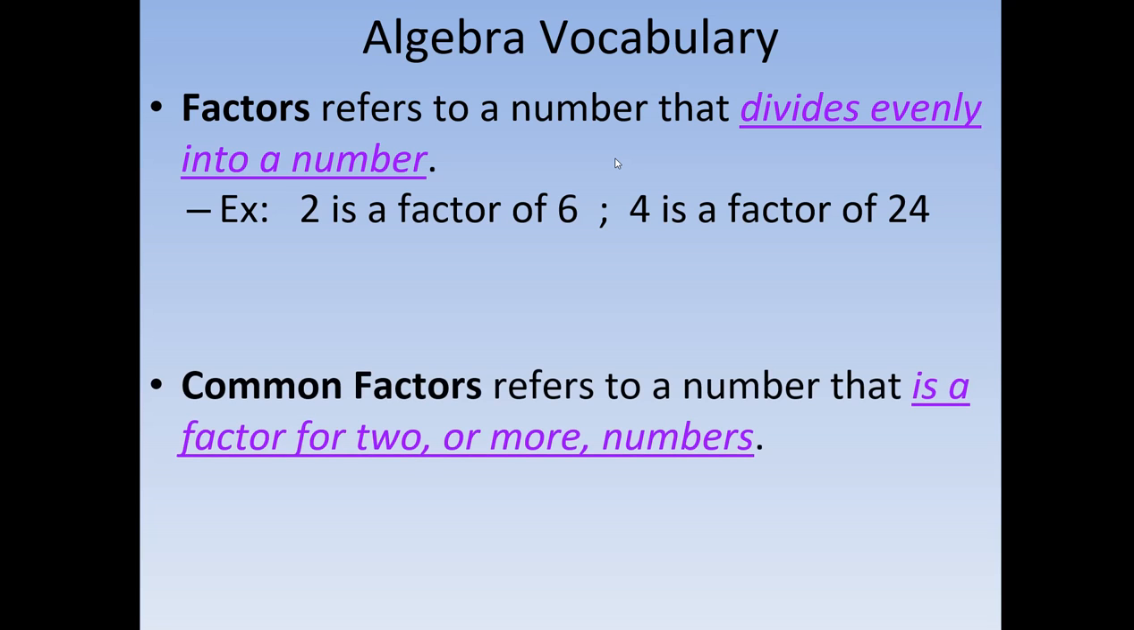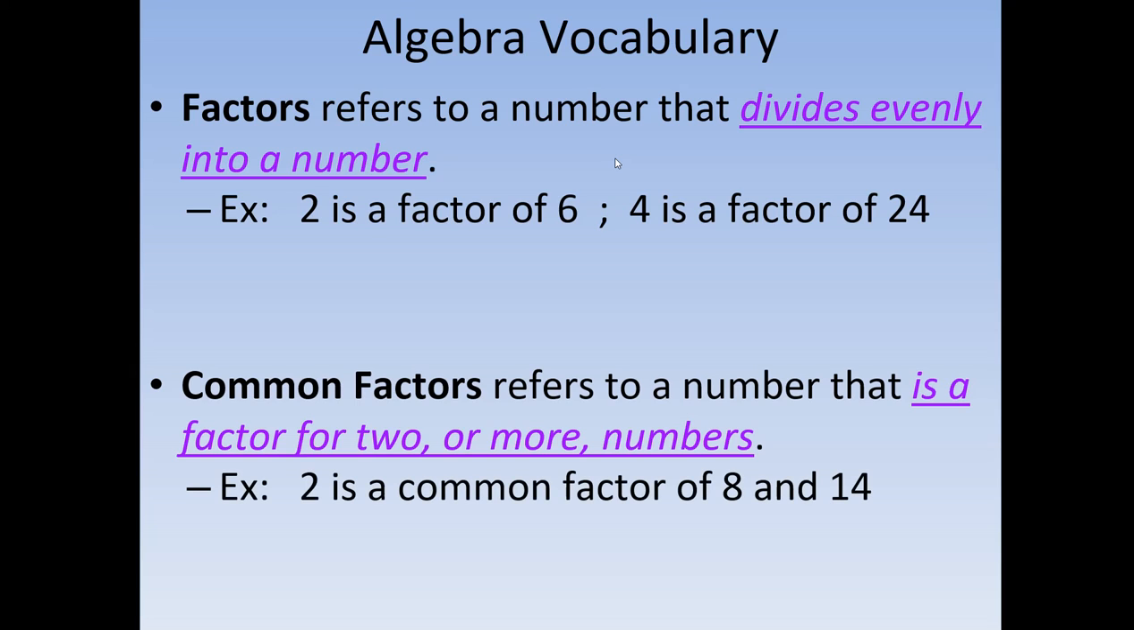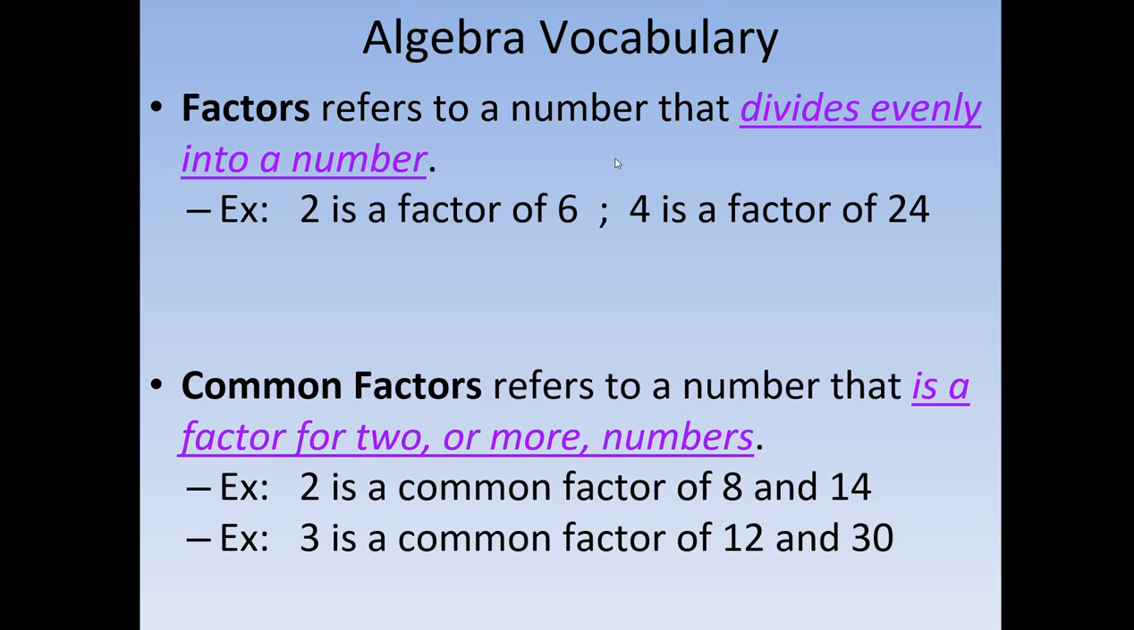Then we have something called common factors. If we're looking at two or more numbers, we can look at a list of all their factors and then see which ones they have in common. A good example is the number 2 is a common factor of 8 and 14 because 2 can divide into both of those numbers evenly. And 3 is a common factor of 12 and 30 because again, it can divide evenly into both those numbers.